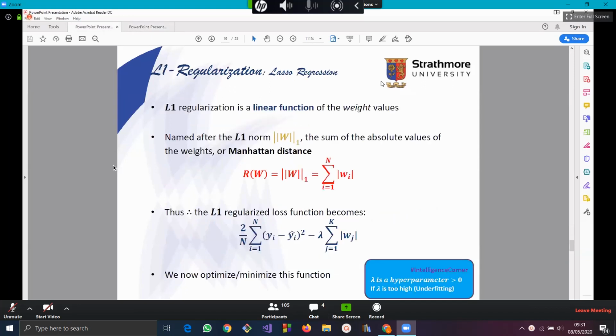I'm going to revisit the error function. You remember the error, the difference between the predicted and the actual. It's actually very easy. Predicted versus the actual. And we are going to start with L1. L1 regularization, which is also called lasso regression.